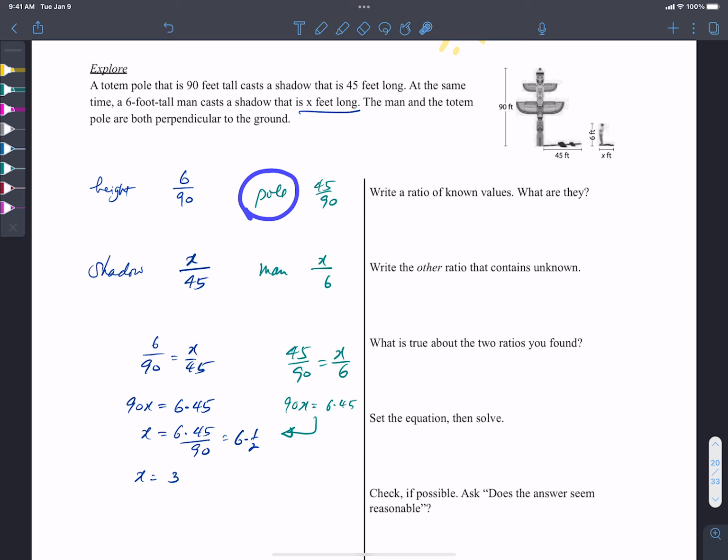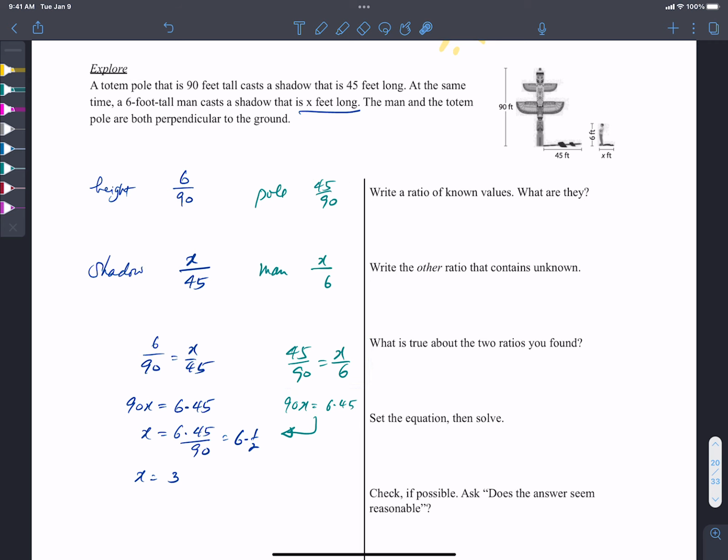For example, shadow divided by height. If you do that to the man, shadow is the x, the height is 6. So this particular ratio, as long as it's made consistently, the ratio should be the same. And when I set these two equal to each other, I end up with this.